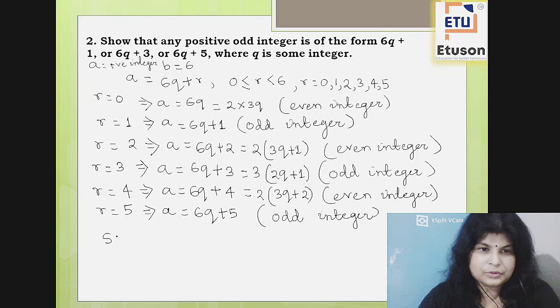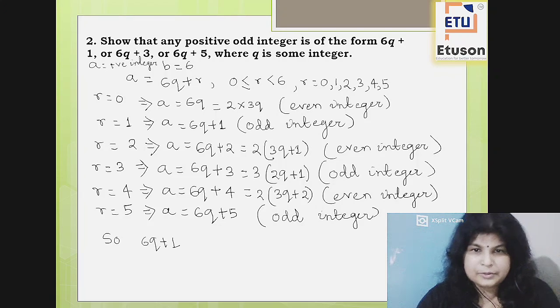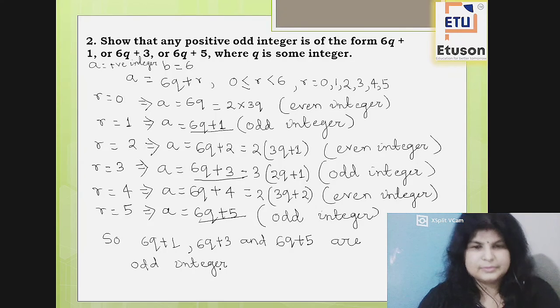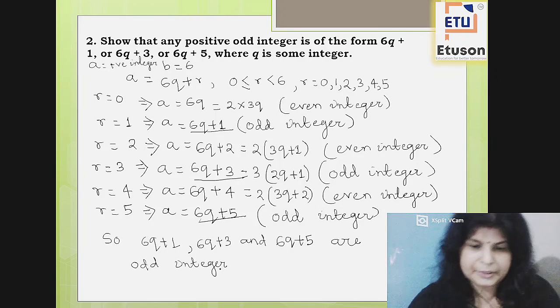So what are your odd integers now? You got that 6q plus 1, 6q plus 3 and 6q plus 5 are odd integers. Correct. So this is how you will solve this kind of problem.